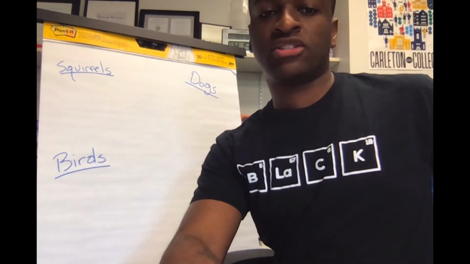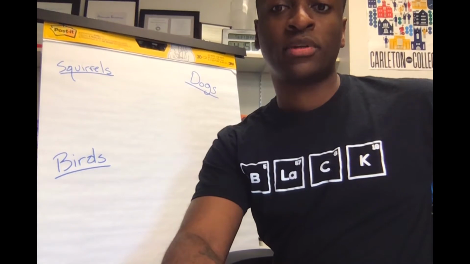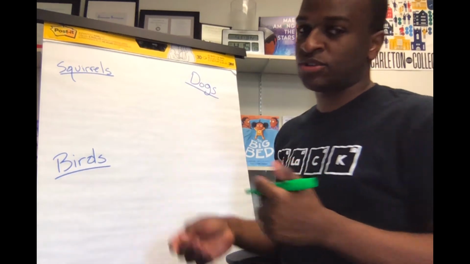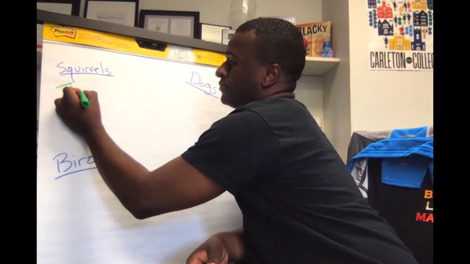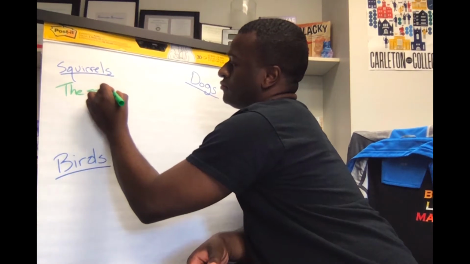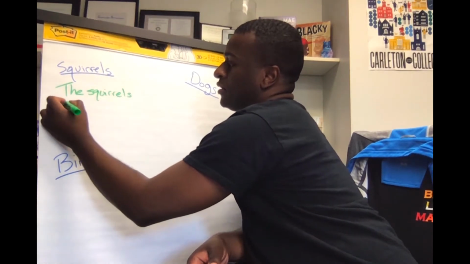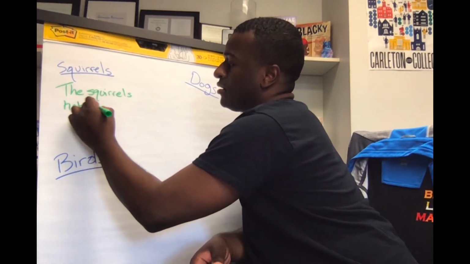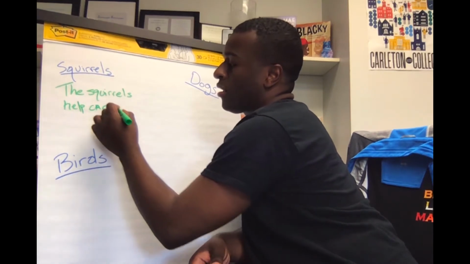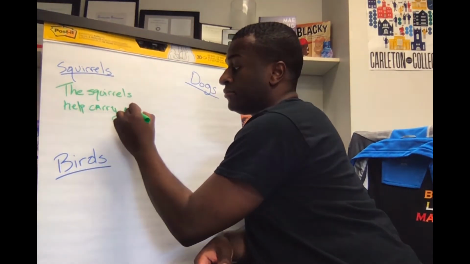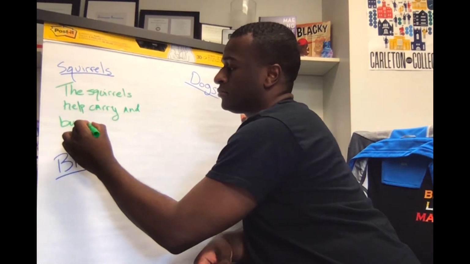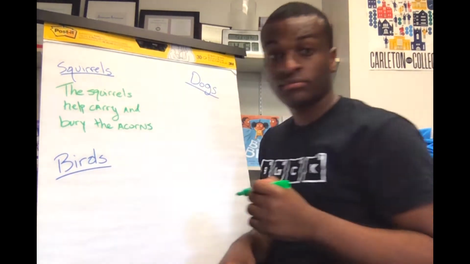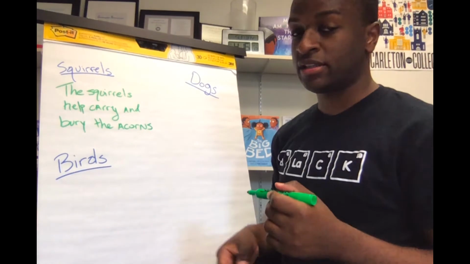What do each one of these things do that allow them to help spread the seeds of a tree? For example, squirrels. The squirrels help carry and bury the acorns. Those are the acorns. The squirrel helps do that.